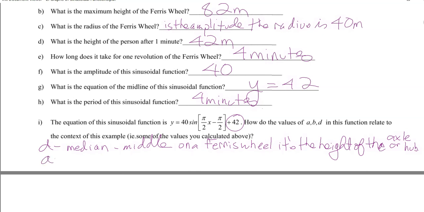What's A? In terms of the Ferris wheel, right? So we know the value of A. A is 40, great. But what is it in terms of the Ferris wheel? What is it? What's the physical quantity? Distance from the center to the outside is the radius. So A is the radius of the wheel.